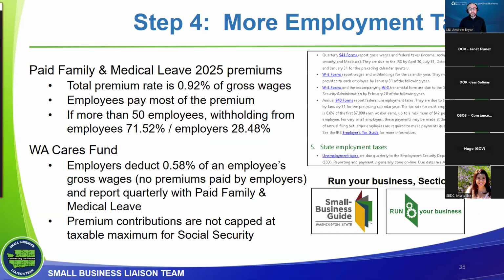Paid family and medical leave is also paid to the Employment Security Department. If you have 50 or fewer employees, you do not have to pay anything as the employer, though you can choose to. The total premium rate is 0.92%, and employees are paying all of the premium in those scenarios. If you happen to have a business with more than 50 employees, you'd be responsible for contributing to it as an employer, but the employees are still going to be paying the vast majority of it. Employers would be responsible for about 28.5% of the premiums.